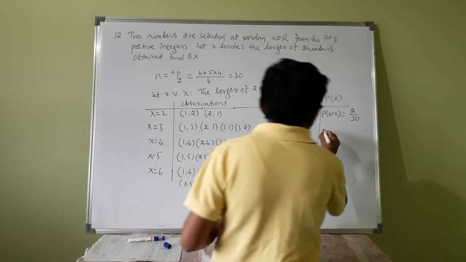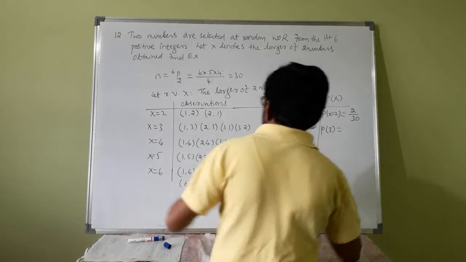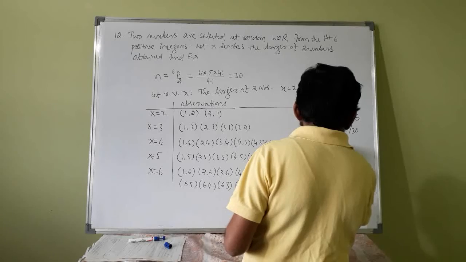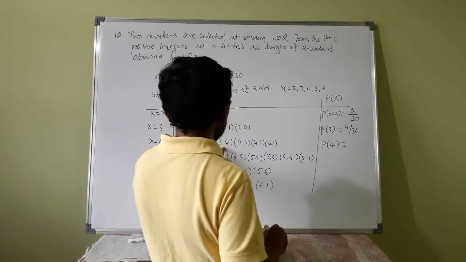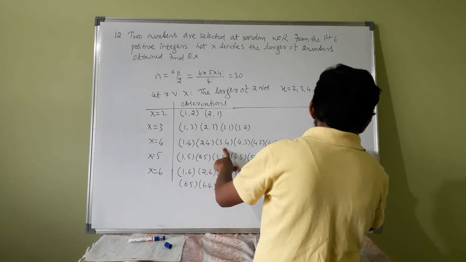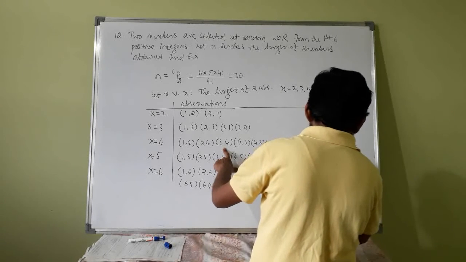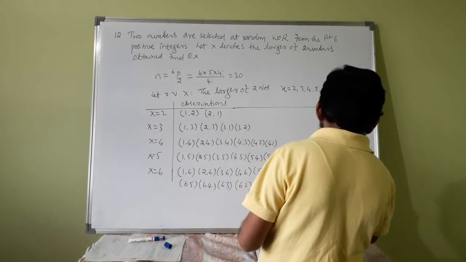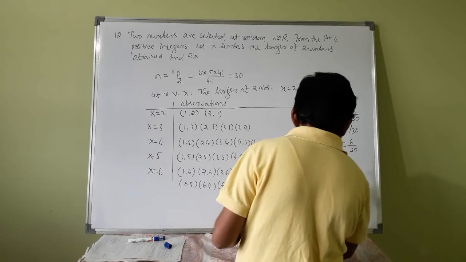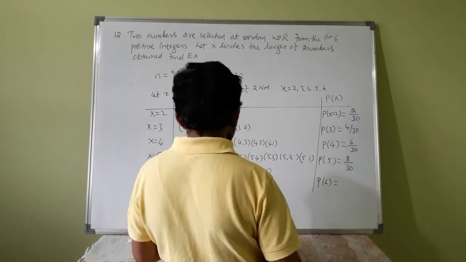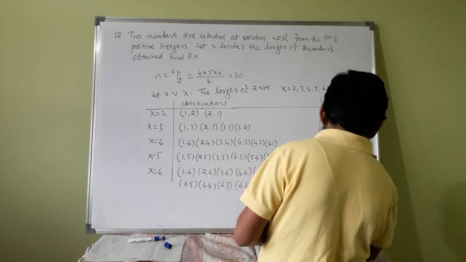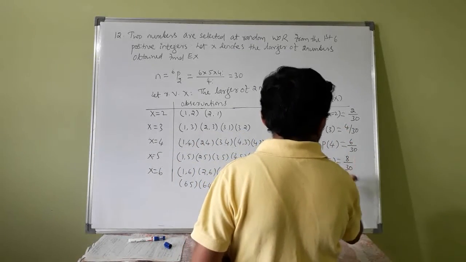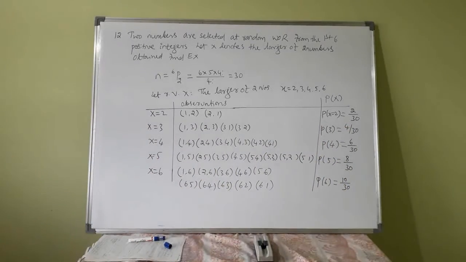So the probability of X equal to 3 is how many? 4 by 30. Probability of X equal to 4, that is 6 by 30. Probability of X equal to 5, that is 8 by 30. Probability of X equal to 6, that is 10 by 30. 2, 6, 12, 20, 30. So it is a probability distribution.